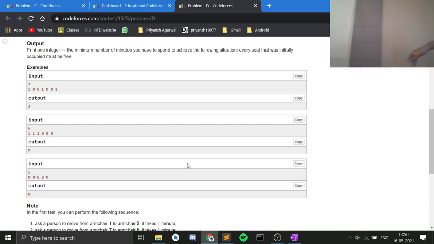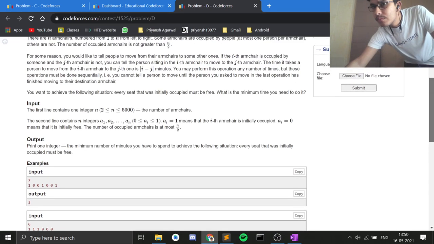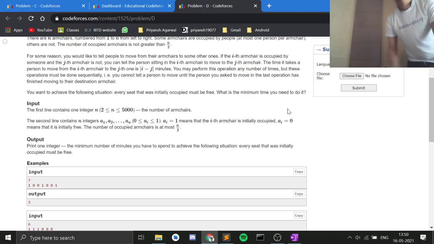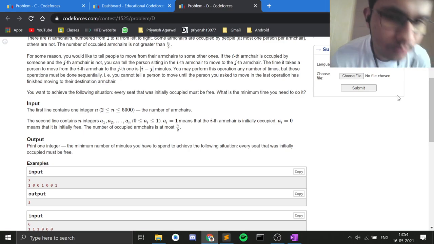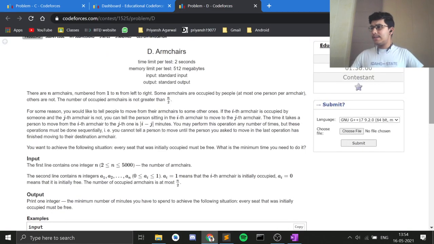Okay, let me just read the problem statement once again. You want to have a situation where every seat that was initially occupied must be free. Okay. So one thing to observe here is that, let me show it in OneNote.